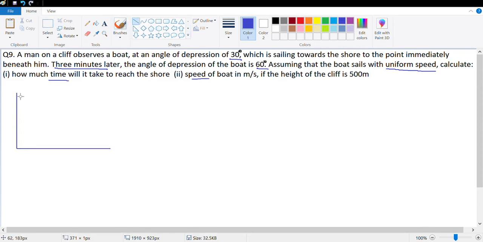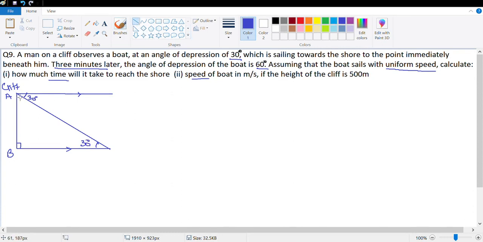So let's say the first point of observation is here, and the angle of depression is 30 degrees. So let me just draw the imaginary horizontal. This line is parallel to this. This is the cliff. Let us name this A, B. This is the first point of observation, and this angle is 30 degrees. So this angle now is 30 degrees because these are alternate angles.